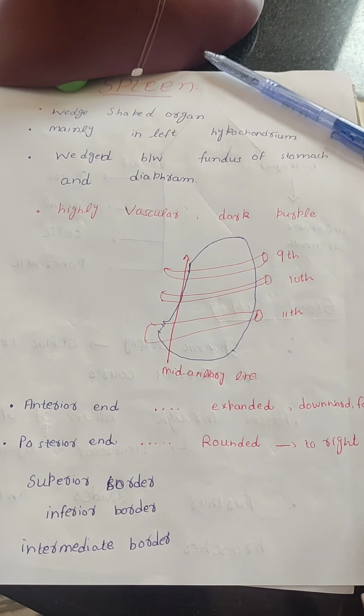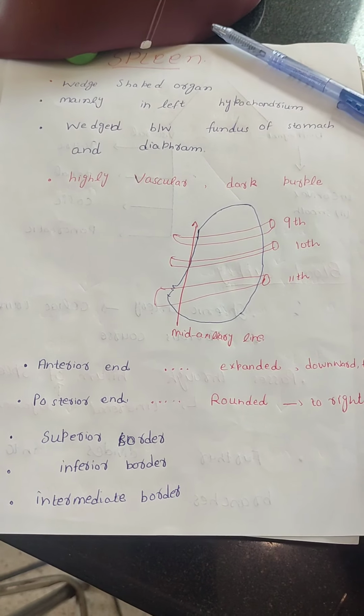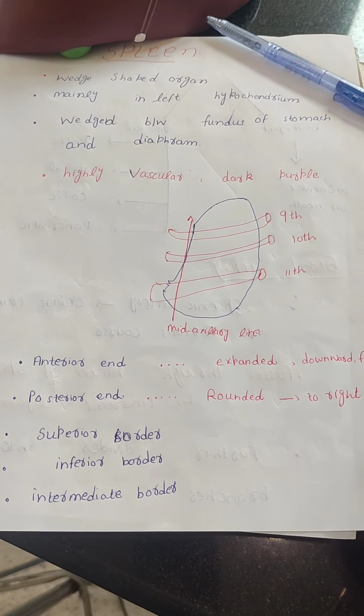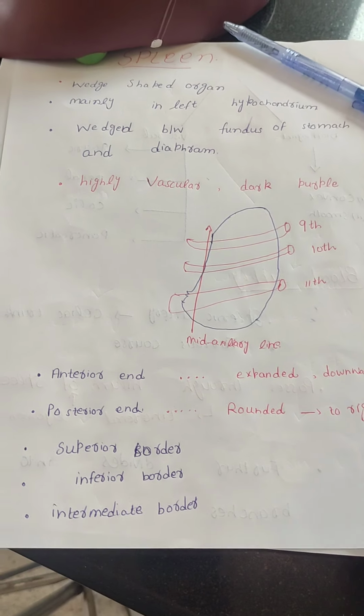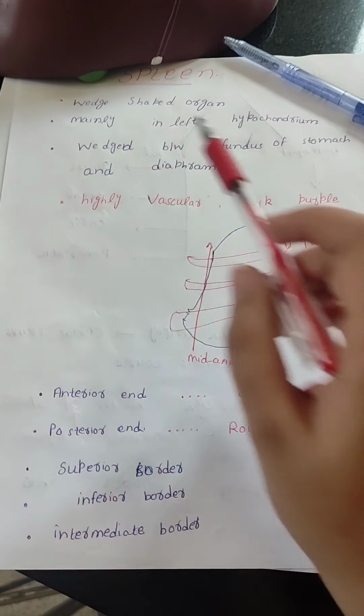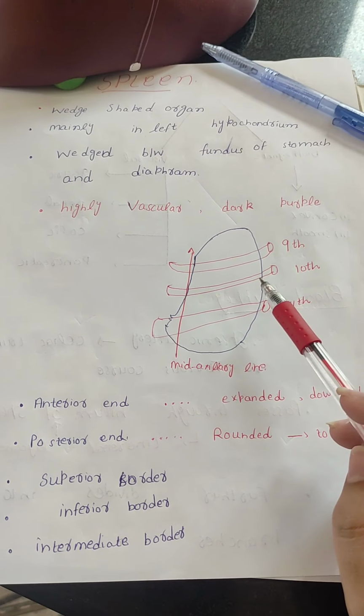Spleen is an important viscus and is responsible for phagocytosis, immunity and red blood cell formation. Red blood cells are produced in the spleen and they complete their lifespan in the spleen as well. It is a wedge-shaped organ, lying mainly in the left hypochondrium.